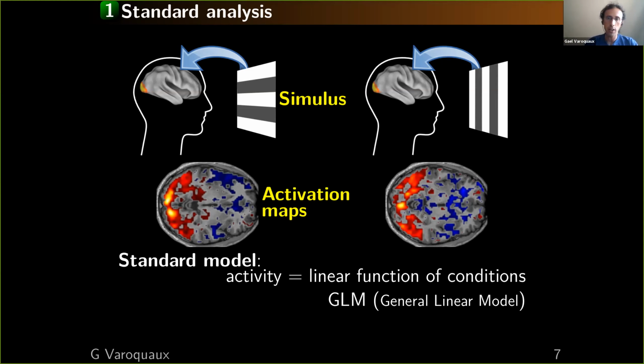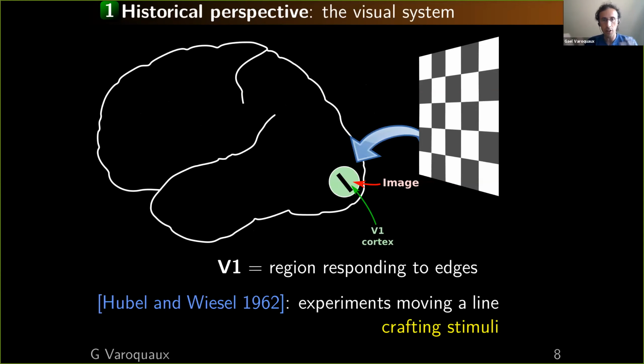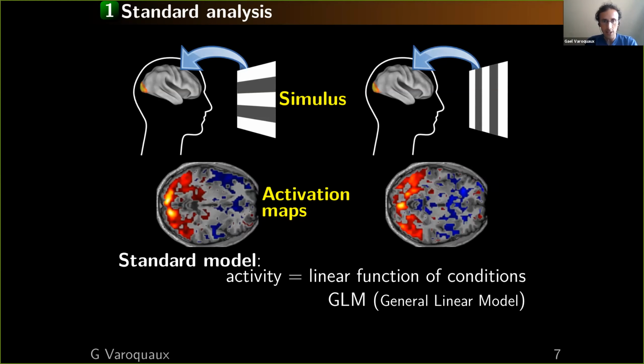And then what we're going to do is contrast those brain maps and conclude things on brain activity. So in a sense, standard analysis is an encoding model. It's just not using machine learning methods.